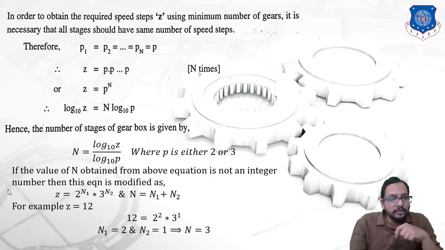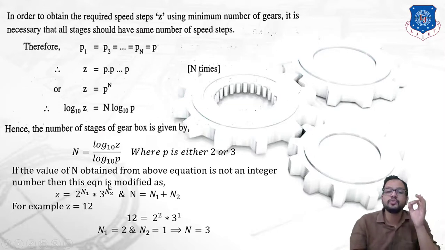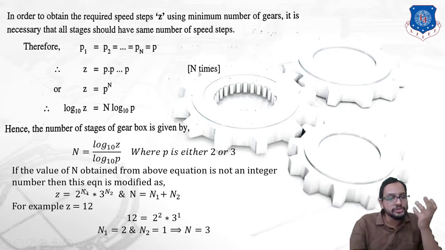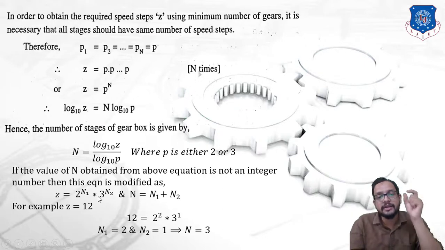Okay, so we have modified this equation in another term. You can see that Z is equal to 2 raised to n1 into 3 raised to n2. So what do these two indicate? That there are two speed steps available in a particular stage, let's say in stage n1. Then 3 indicates that there are 3 speed steps available in another stage, let's say in stage 2.